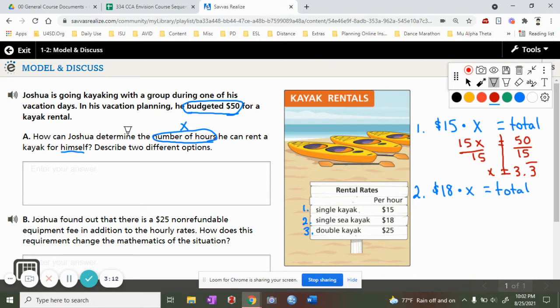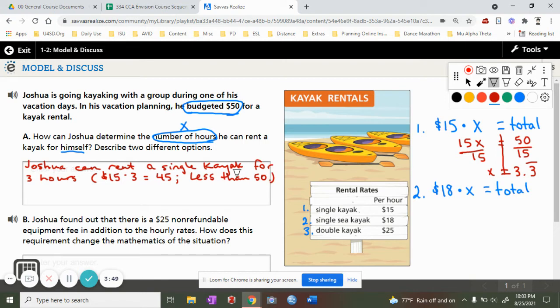Okay, so to describe option 1, Joshua can rent a single kayak for 3 hours. $15 times 3 is 45, and that is less than 50.